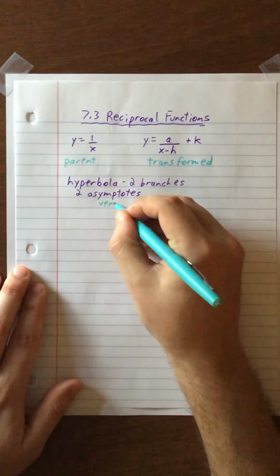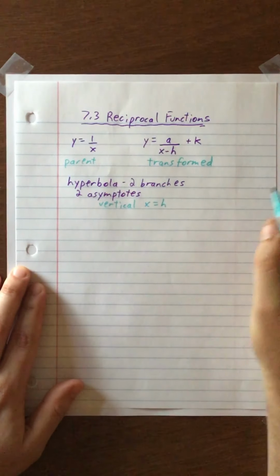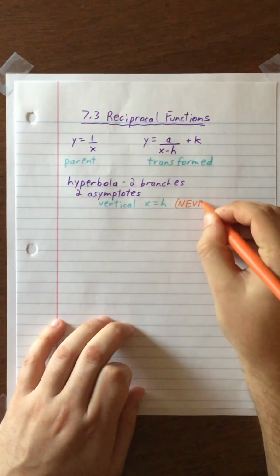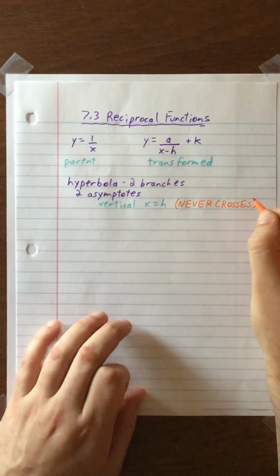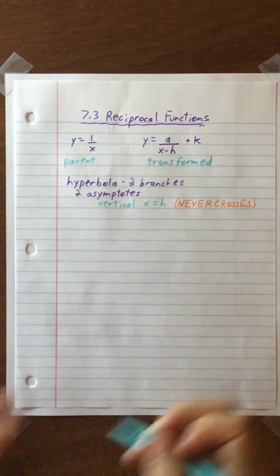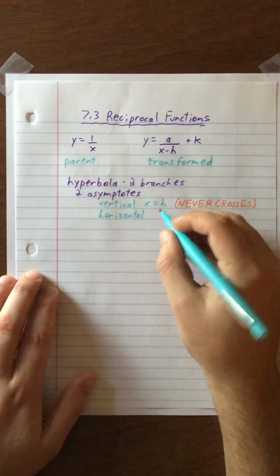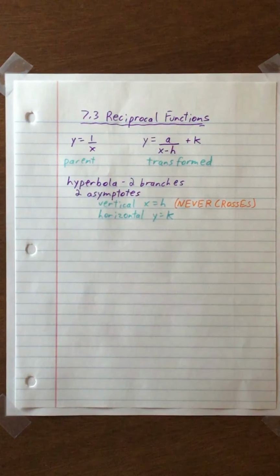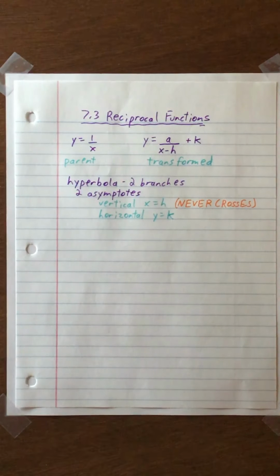There's a vertical asymptote that happens at x equals whatever our h value is. And our function never crosses vertical asymptotes. And they're also going to have horizontals. Those are at y equals k. For today, we're not going to be crossing horizontals. In 7.4 next class, you'll see the cases where horizontal asymptotes can actually be crossed.